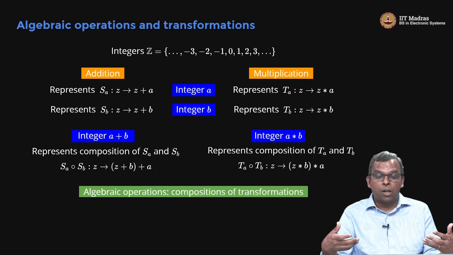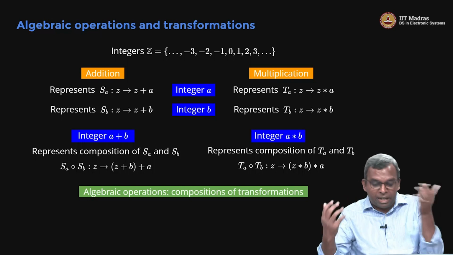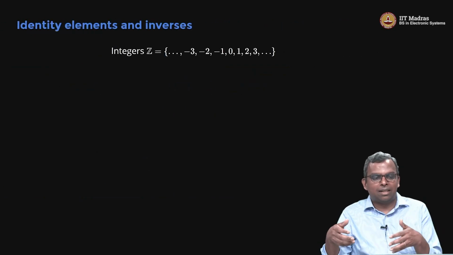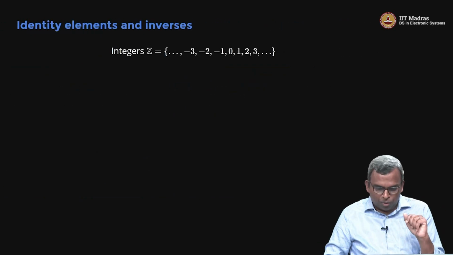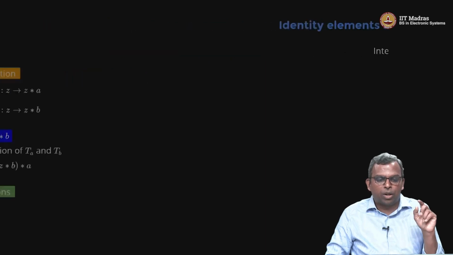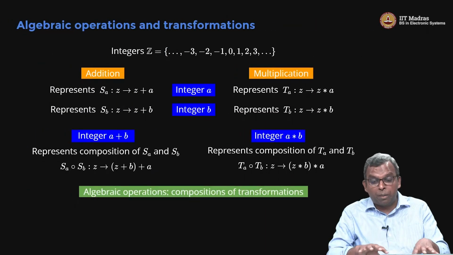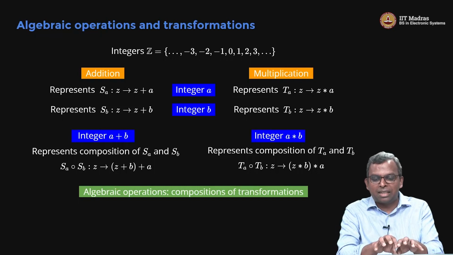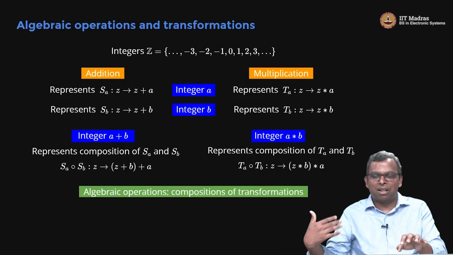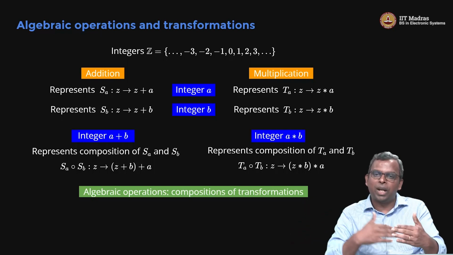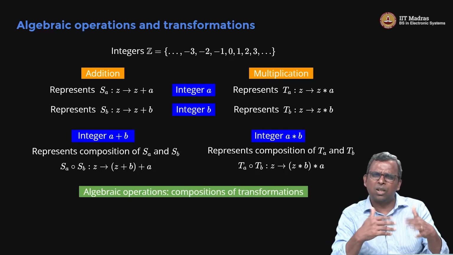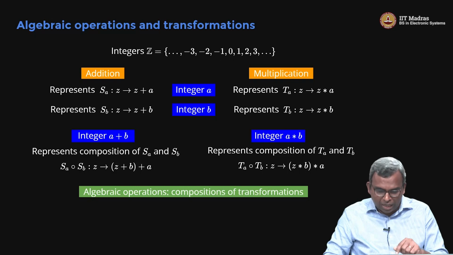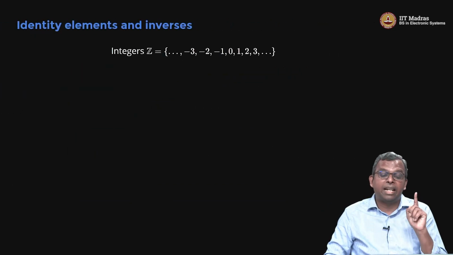Now, notice what happens when you go to matrices. Before we go to matrices, this picture will become a little bit more complicated, because matrices represent linear transformations, and when linear transformations are composed, you get operations with the matrices. I'll talk about it, but before that, let's also talk about identity element and inverses.